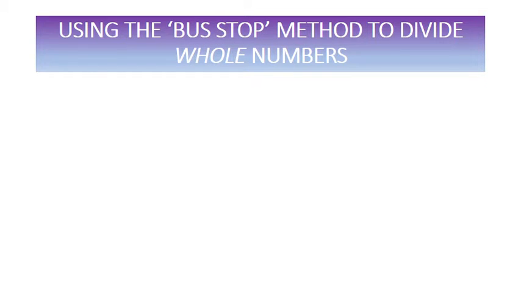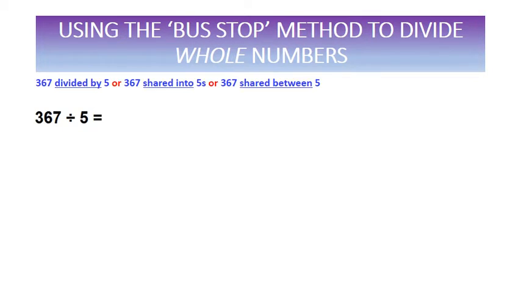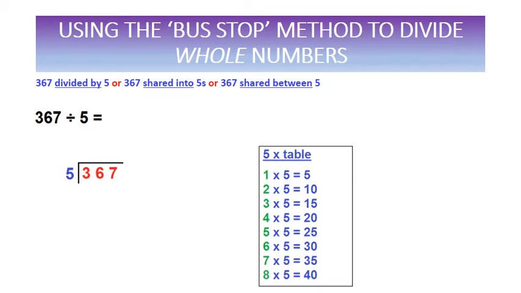So let's look at another example. Here we've got 367 divided by 5, but again we could read that in different ways depending on the question. We draw our bus stop, the dividend goes inside, the divisor on the outside, and this time we're going to need to know our 5 times table. So I've written part of it out here. Again, we're looking at the answers, the products that we make, and reading them as 1 times 5 makes 5, 2 5s make 10, and so on.